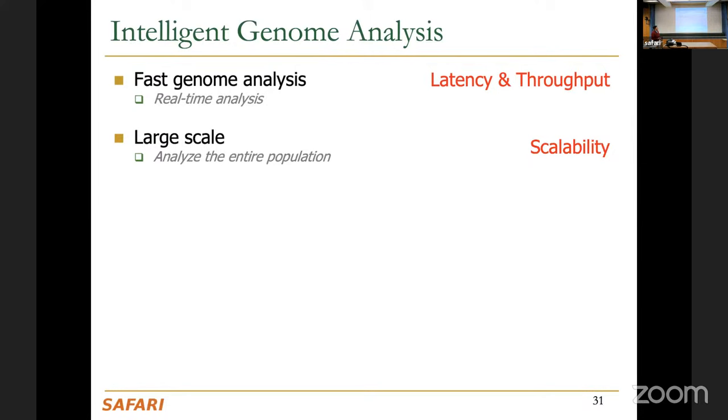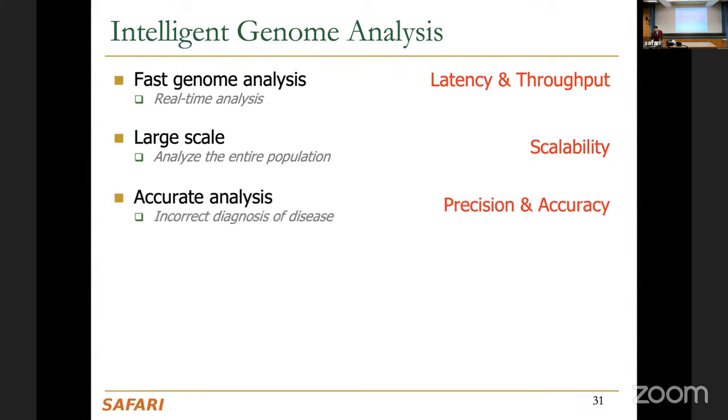We also want it to be large scale. Let's say you have a mechanism that is applicable to a single individual. We also want that mechanism to be applicable to a larger population. We don't want it to be limited to a lower scale. The other important part is, of course, accurate analysis, right? This is extremely important because if you are doing inaccurate analysis with your genome, then this is almost useless, right? We really don't want to do incorrect diagnosis of diseases, for example.